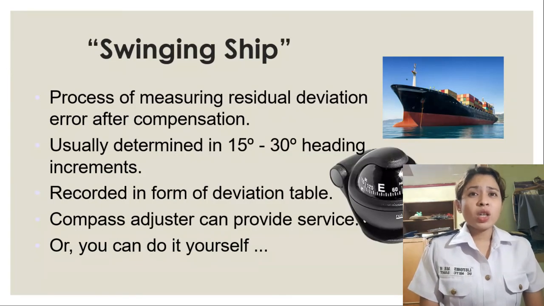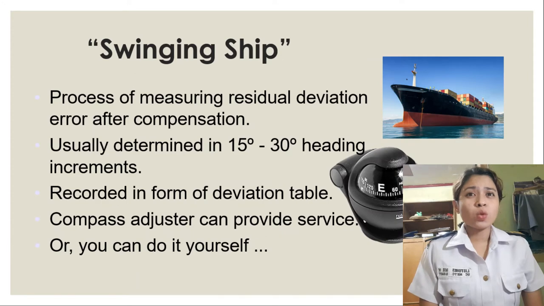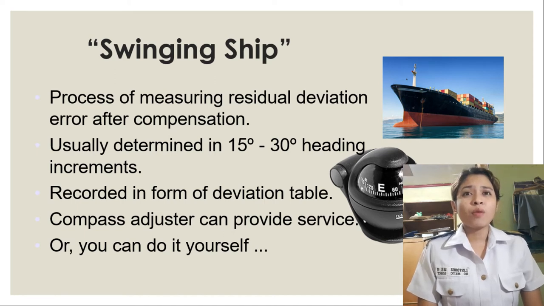Next is the swinging ship. The question is, what is a swinging ship? It is a process of measuring residual deviation error after compensation, usually determined in 15 to 30 degree heading increments, recorded in the form of a deviation table. Compass adjustment can be provided as a service, or you can just do it yourself.